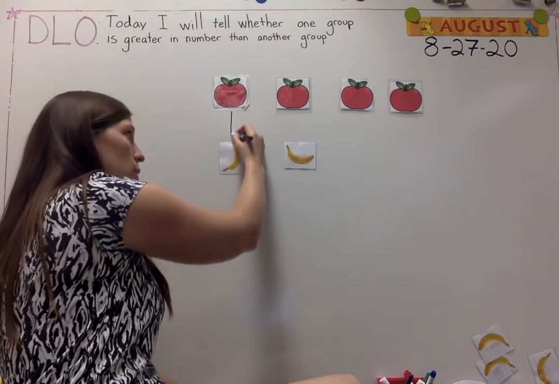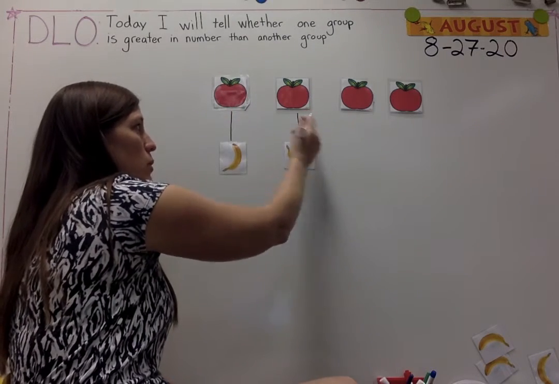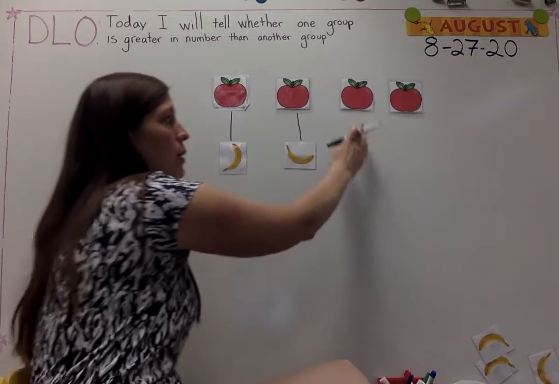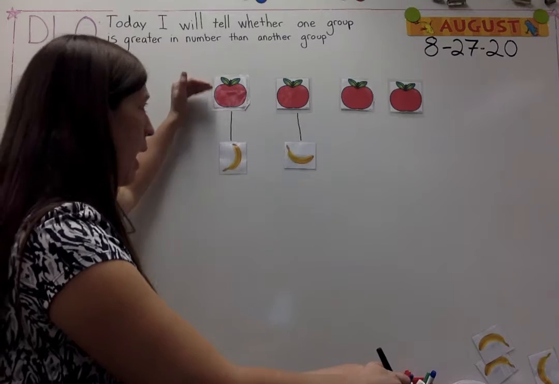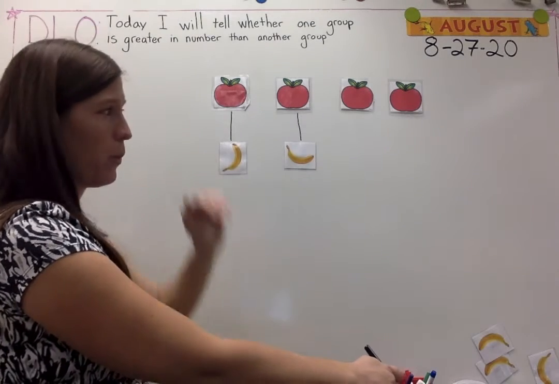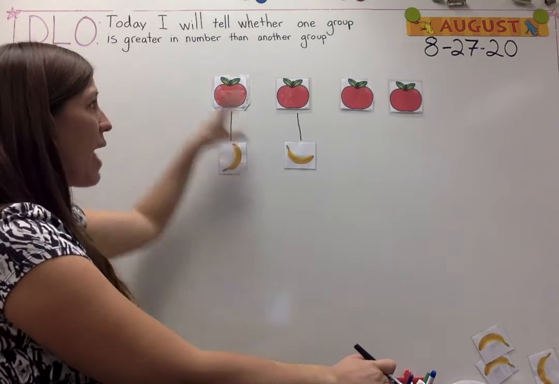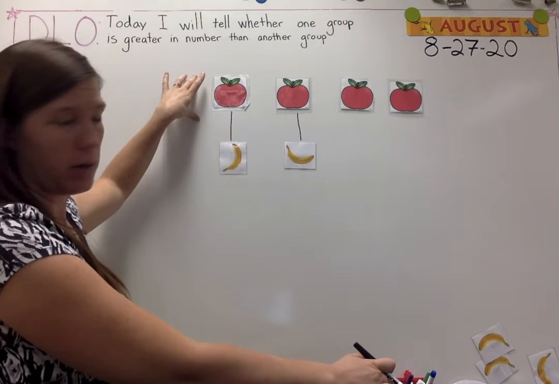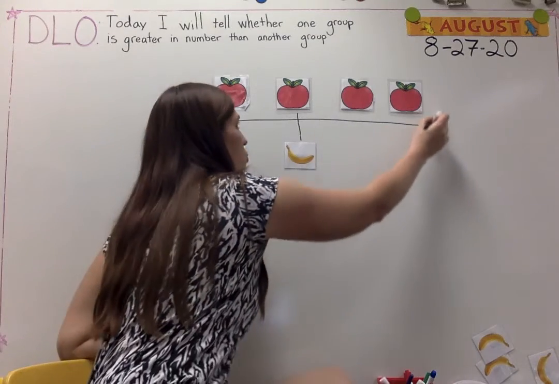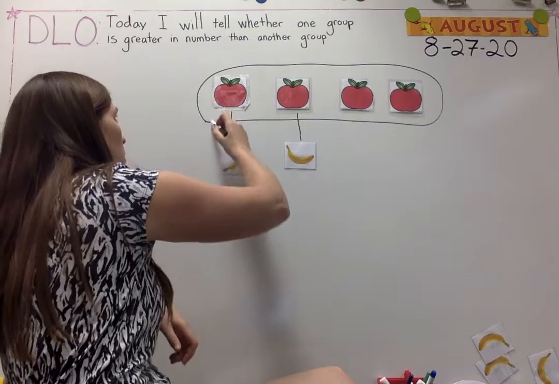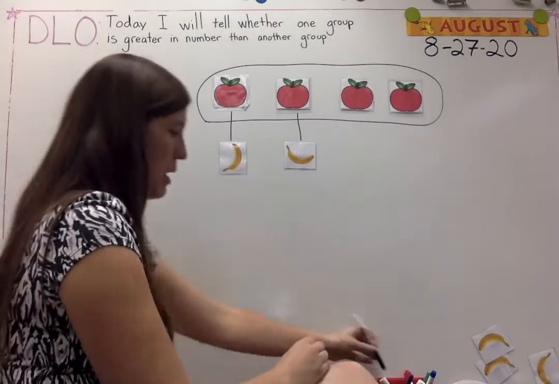I'll match my apple with the banana. That has a buddy. That's a partner. This one has a buddy. Has a partner. It's okay. But these two apples, there's no more bananas. Are there more apples or bananas in the group? Apples. There are more apples. The apple group is greater than the bananas. I'm going to circle the group that is greater. The apple group is greater than the banana.